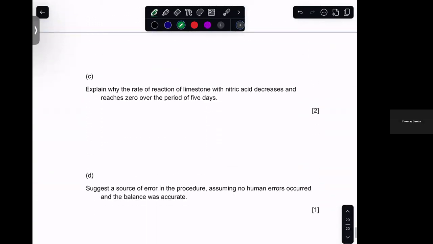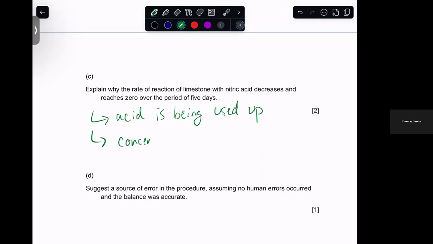All right, moving to C. Explain why the rate of reaction of limestone with nitric acid decreases and reaches zero over the past 5 days. So there's a couple ways to get points here, but basically you need to first note a few things. One, that the acid's being used. Acid is being used up. That's 1 point because you'll notice that as we use up acid, the reaction is slower. Furthermore, if the acid's being used up, the concentration of acid decreases.